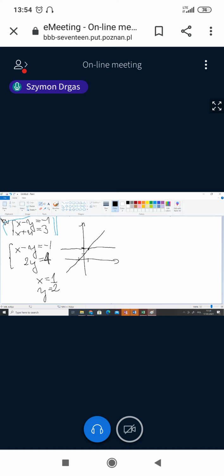And the column picture for this modified system of linear equations: we can also write it using this notation with vertical vectors. In the case of x, we have these coefficients 1 and 0. Then we have -1 and 2 multiplied by y, and -1 and 4.